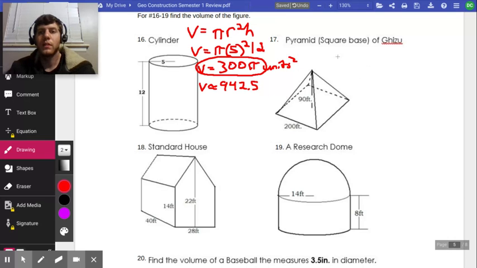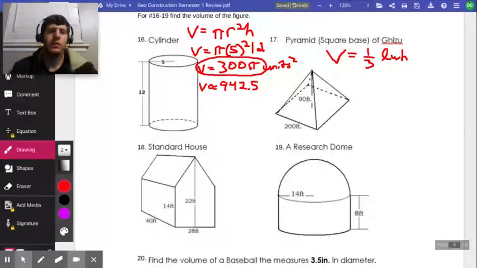All right, pyramid. So the volume formula for a pyramid, right, is 1/3 the volume of a rectangular prism. So the rectangular prism is length times width times height, and a pyramid is going to be 1/3 of that. So 1/3 length times width times height, right? Just like a cone is 1/3 of a cylinder, a pyramid is 1/3 of a rectangular prism. Okay, it's a square base. So if this piece is 200, this one over here is 200. Okay, and then the height is 90.